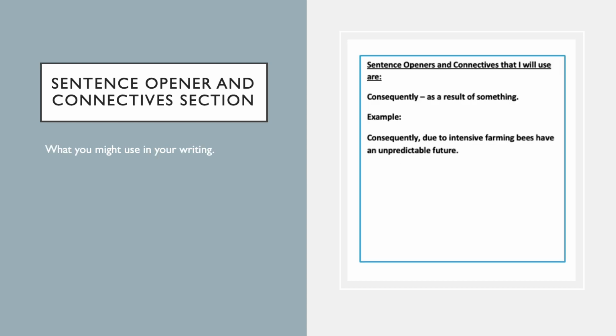Now, last of all, I've also put in the sentence opener and connective section. So this might be what we want to use in our writing. So I've given you an example. I've put consequently. Now, consequently is an adverb, and it means as a result of something, okay? So I've actually given you an example of how I might use it in my writing. So I put, consequently, due to intensive farming, bees have an unpredictable future. So it's saying, as a result of intensive farming, bees have an unpredictable future.